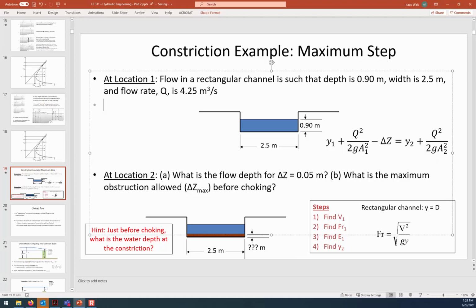All right, so let me put you into the breakout rooms here. We're going to try and find out these two things. What will be the new flow depth, Y2, when you've got 0.05, and then the second part is how high can the step get before there's choking.